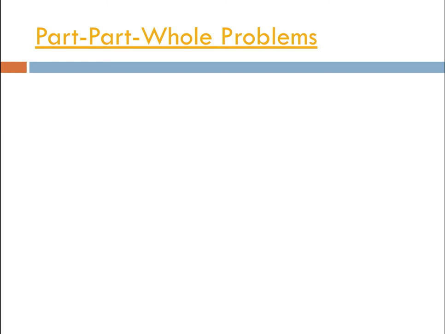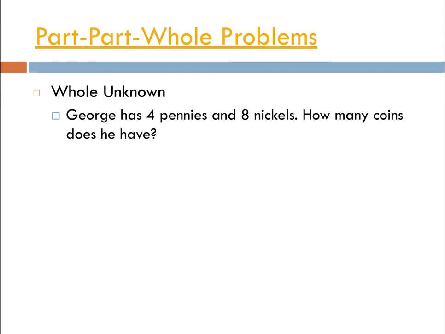Another way of looking at a word problem is as a part-whole problem. This is very similar to our separating and combining problems. You can take a look at what is unknown. Is the whole unknown or a part unknown, right? So for example, George has 4 pennies and 8 nickels. How many coins does he have? What is unknown? The total. The total is unknown.